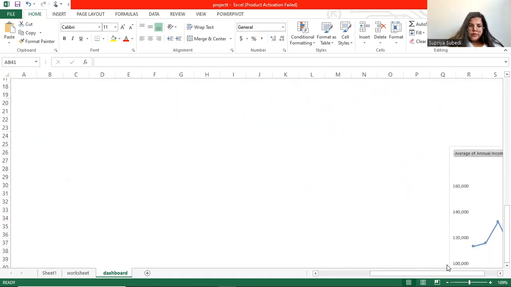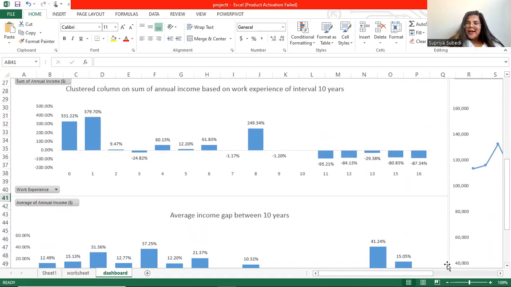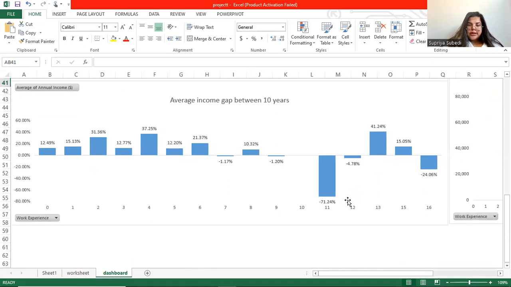And in the cluster column chart, the highest one is between 1 year, which is 379.70%. And the lowest goes like this: 7 years minus 1.17%, and so on. So the average income gap between 10 periods, the lowest one is 1.17%. The higher one is in the 13 years, 41.24%.